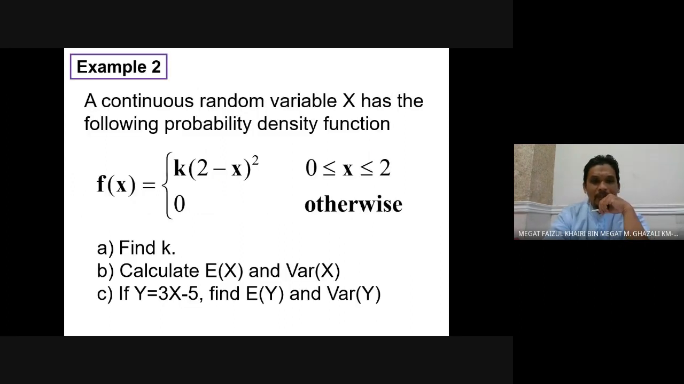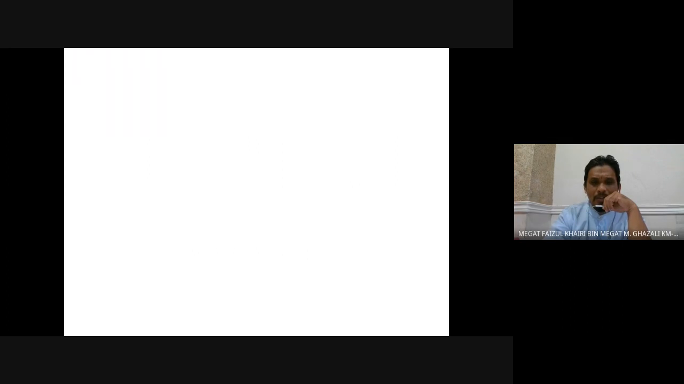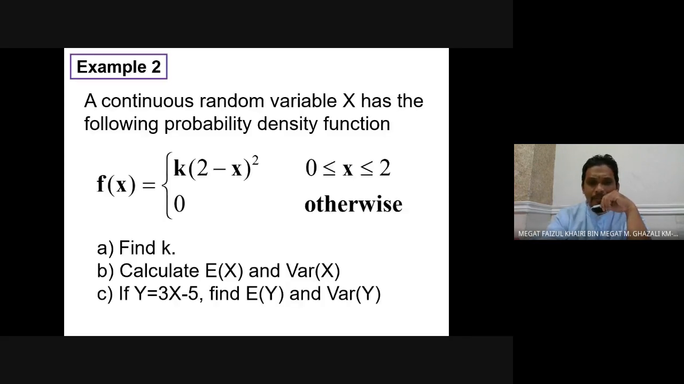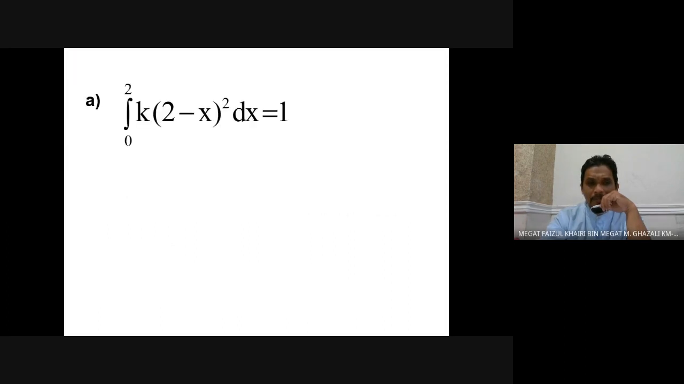Okay, a continuous random variable has the following probability density function of this f(x). Find k, calculate EX and variance, find variance of EY. Okay, k times (2 minus x) squared, from 0 until 2. So now the first question apa? Find k and calculate EX and variance.